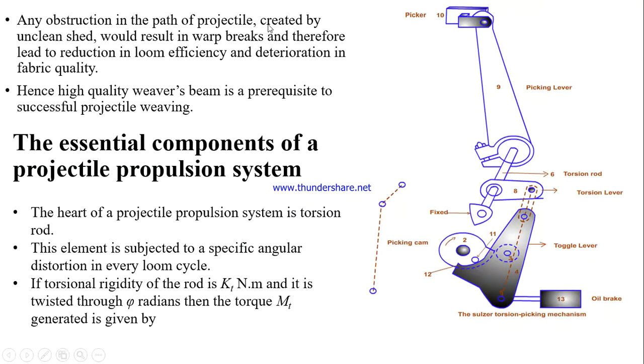Any obstruction in the path of the projectile created by the unclean shade would result in warp break and therefore lead to reduction of loom efficiency and deterioration in the fabric quality. If there is any obstruction, due to the slackening of the warp or the entanglement of the warp ends, then there will be rigorous warp breakage, and repairing that warp breakage requires much time, and that will reduce the loom efficiency.